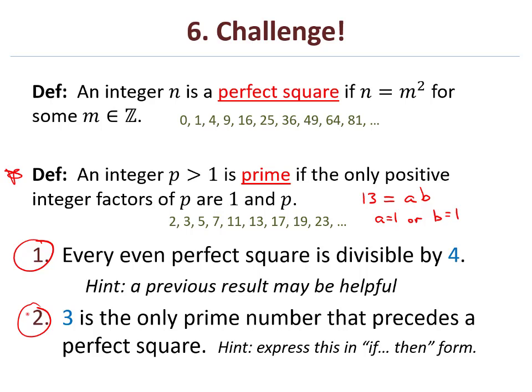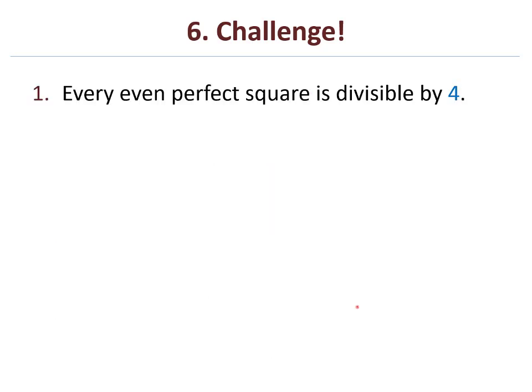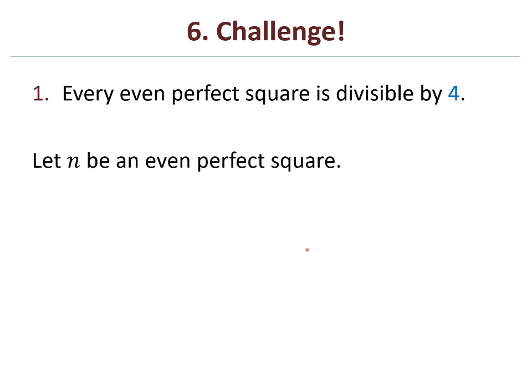Alright, let's take a look at the proofs. So 1, every even perfect square is divisible by 4. Let n be an even perfect square. Then, by definition, n equals k squared for some integer k.